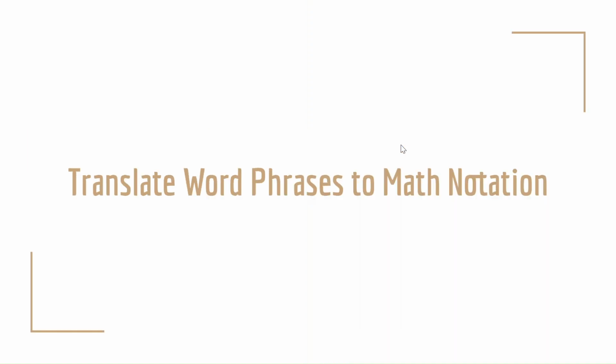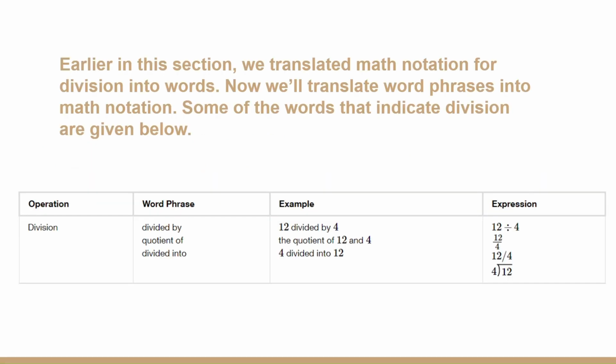Next, translate words first to math notation. Earlier in this section, we translated math notation for division into words. Now we will translate the word phrase into math notation. Some of the words that indicate division are given below, like divided by, quotient of, divided into.